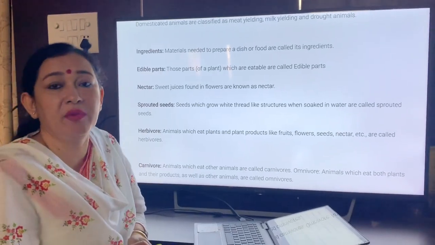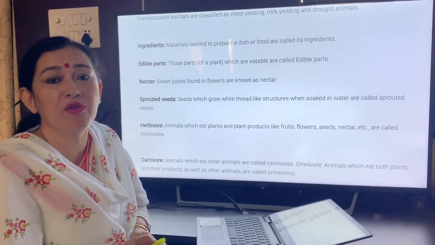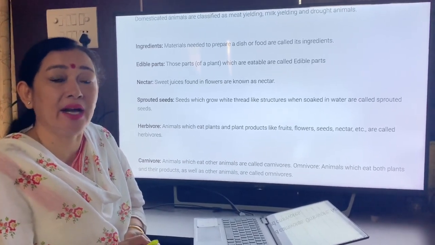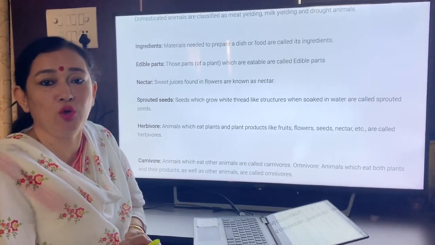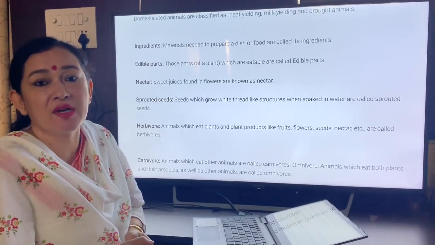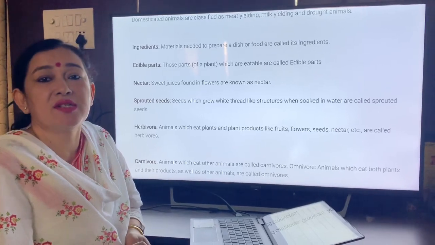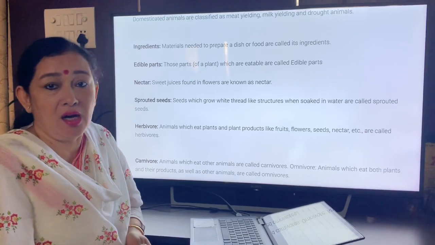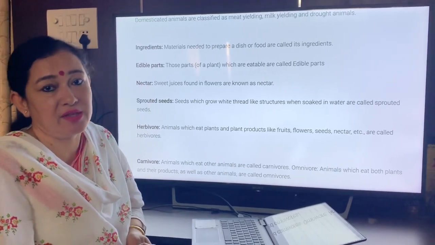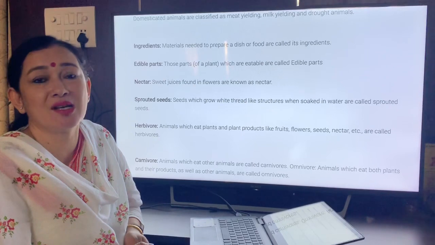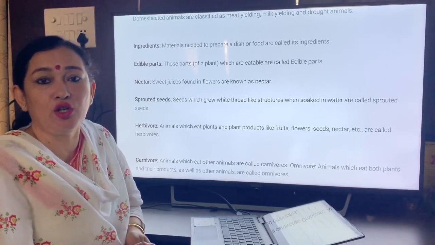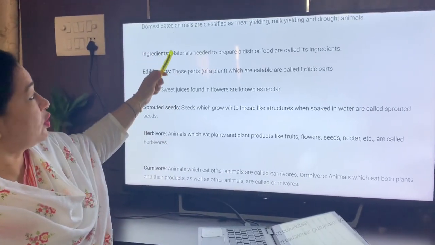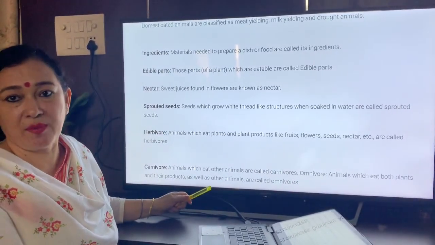Third category of animals are omnivores. Omnivores are those which eat animals as well as plants and their parts. For example, human beings. Some of us eat non-vegetarian stuff also, like meat and eggs, and also we eat dals, vegetables, fruits, etc. So we human beings are called omnivores. Similarly, dogs and cats are also omnivores. These are all the key terms that you came across in chapter 1.